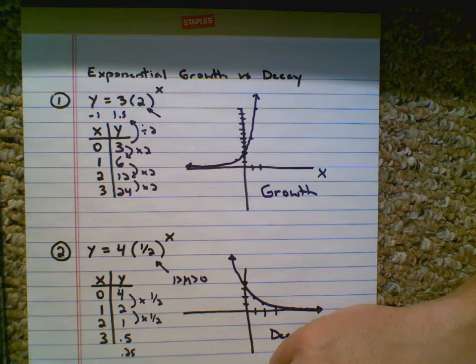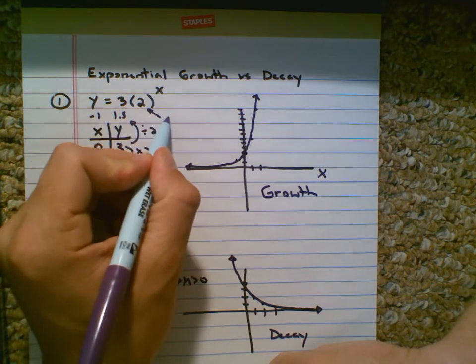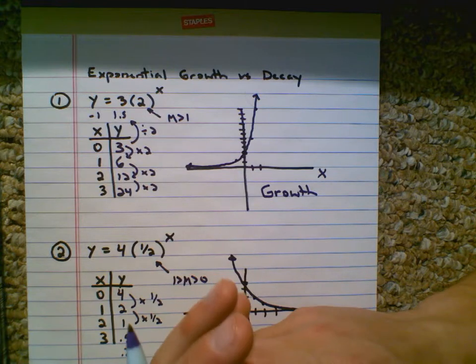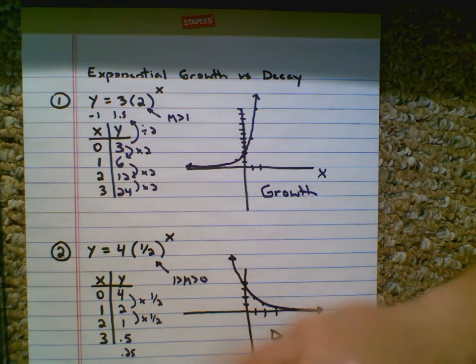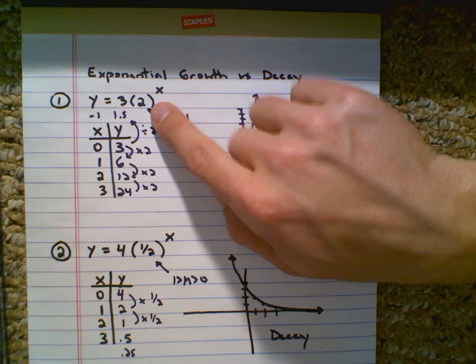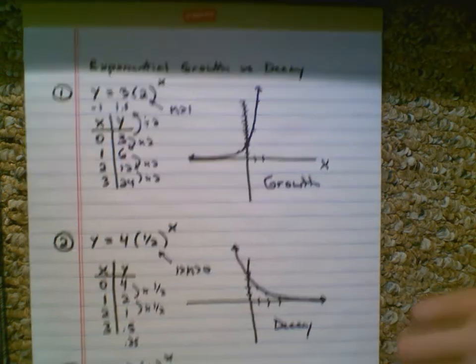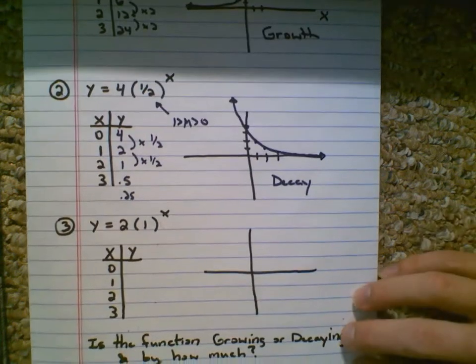Any numbers greater than 1 will grow. So 2, 3, 1.5, any numbers bigger than 1, we're going to see growth. Any numbers less than 1, we'll see decay. Now, continuing on, we're going to graph one more function here.